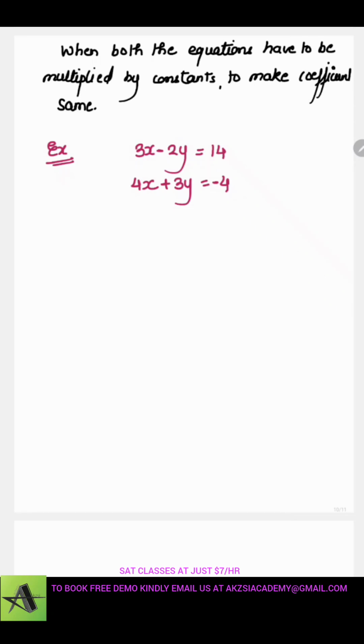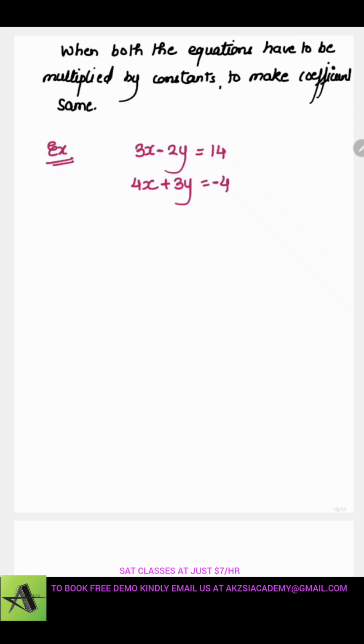You just have to see the coefficient here be 2 and coefficient here be 3, and you have to make their coefficient same. And even to make the coefficient 6, you have to multiply this whole equation by 3 and the whole equation by 2. So this is the case where you have to multiply both the equations. So let me start with making the coefficient of y same.